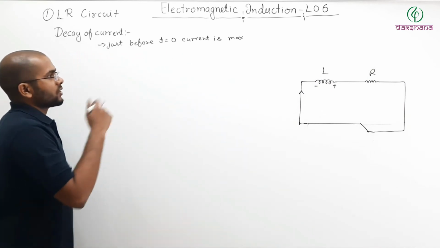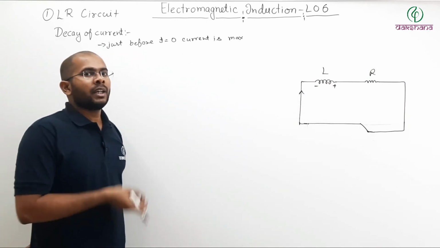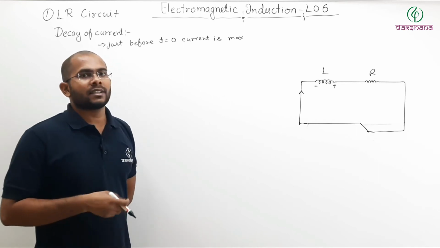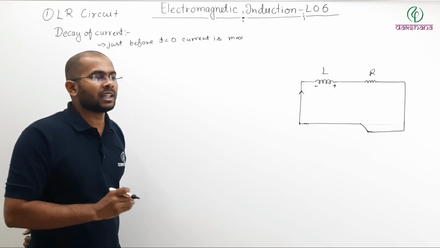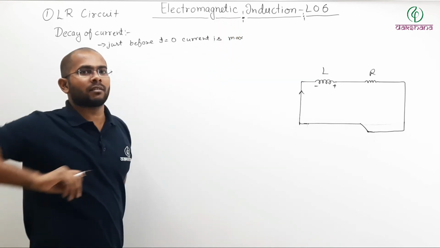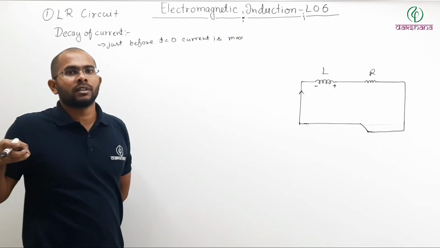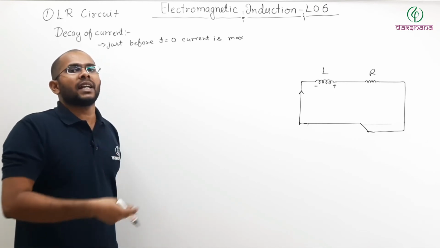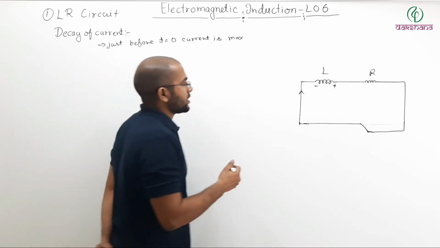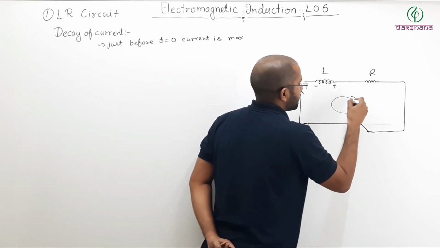Now let us try to find what should be the current in the circuit as a function of time when it is decaying. Decaying meaning at t equal to 0, current is maximum. Now the battery is removed. So what should be the current as a function of time after the battery is removed? So let us apply Kirchhoff's loop law.